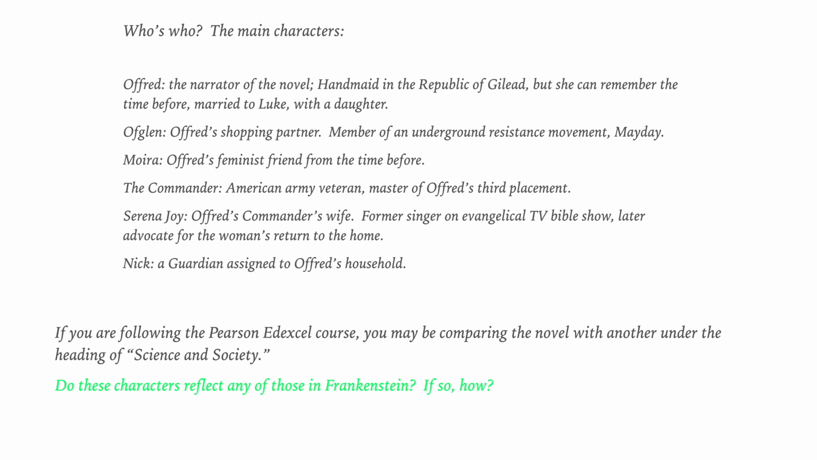The commander is some sort of American Army vet and the master of Offred's third placement. Serena Joy is the commander's wife. She's a former singer on an evangelical Christian TV Bible show, later an advocate of the woman's return to the home that precedes the creation of this regime. Nick is a guardian assigned to Offred's household.